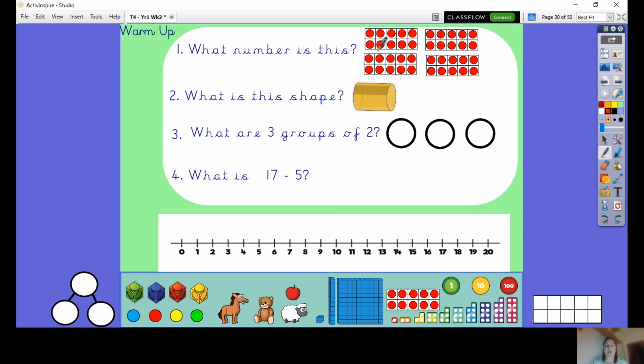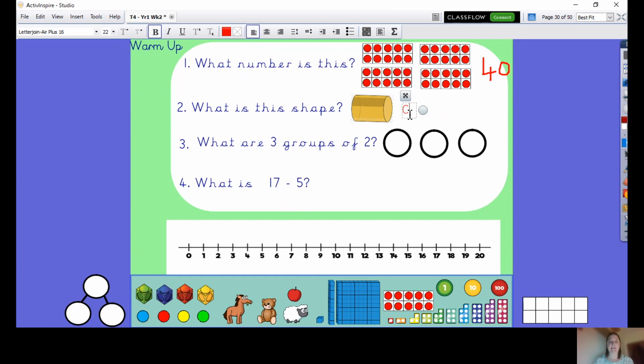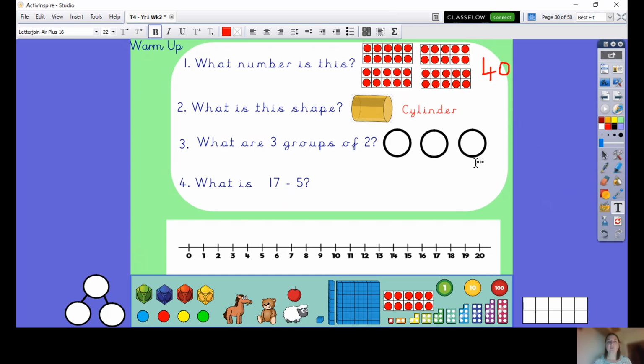So let's have a look here. These are all tens frames, so let's count in tens. 10, 20, 30, 40. Well done. What is this shape? I'm going to type it because my handwriting looks horrendous. It is a cylinder. You got that correct.